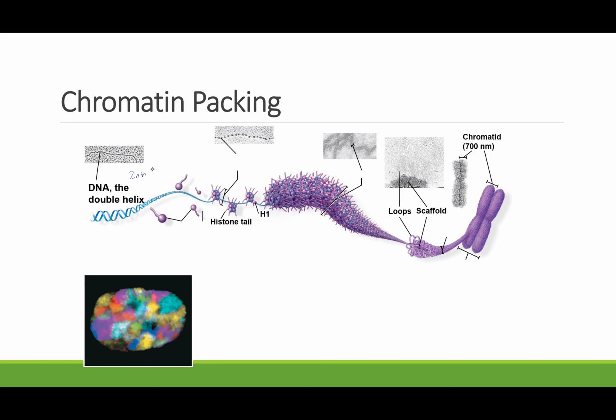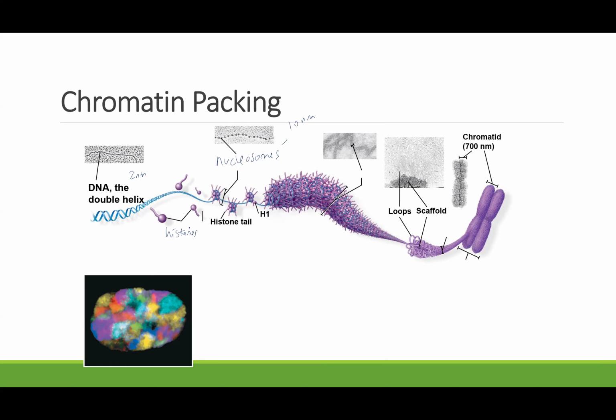But in order to do that, we form these units called nucleosomes. So a nucleosome is about 10 nanometers in diameter. And all it is is DNA wrapped around these special proteins called histones. When we talked about cell structure, we talked about the nucleus being full of chromatin. We said that's DNA and proteins together. So this is how those DNA and those proteins work together.